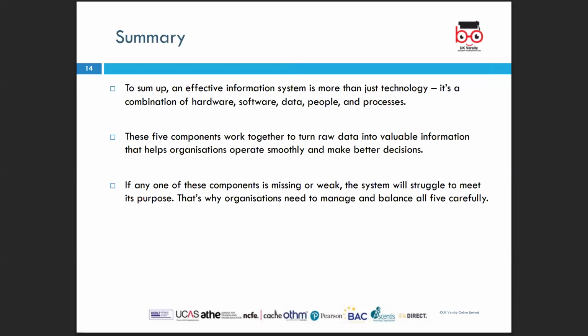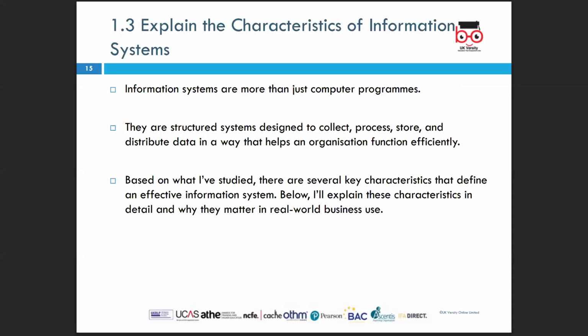So to sum up, an effective information system is more than just technology. It's a combination of hardware, software, data, people, and processes. So these 5 components work together to turn the raw data into valuable information that helps organizations operate smoothly and make better decisions.